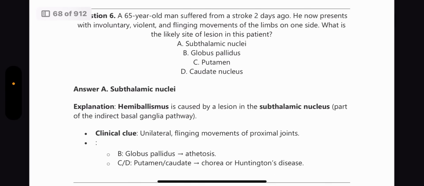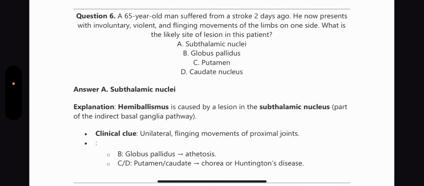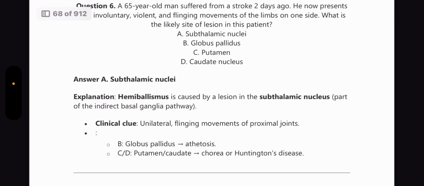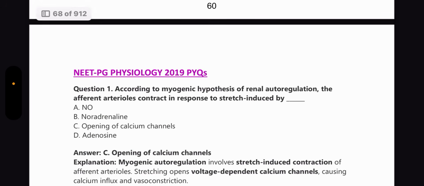Next, a 65-year-old man suffered from stroke 2 days ago. He now presents with involuntary violent and flinging movements of the limbs on one side. What is the likely site of lesion in this patient? Again, this is a PYQ. Same repeat question had come up previously. So answer here is subthalamic nucleus. Hemiballismus is caused by a lesion in the subthalamic nucleus, part of the indirect basal ganglia pathway, and unilateral flinging movements of the proximal joints is a feature here.